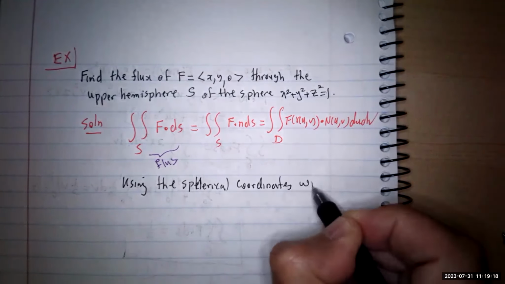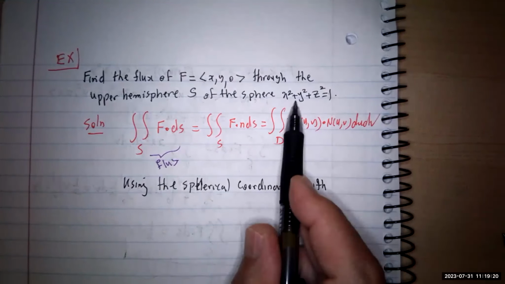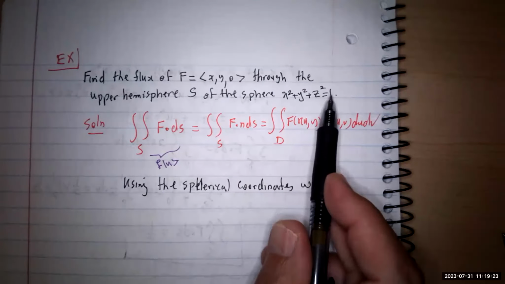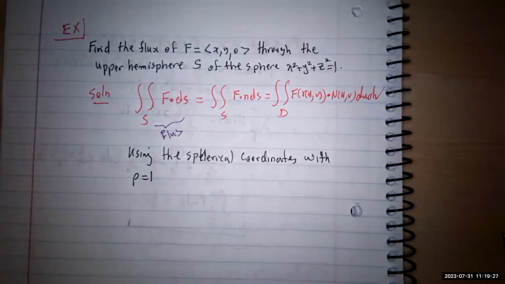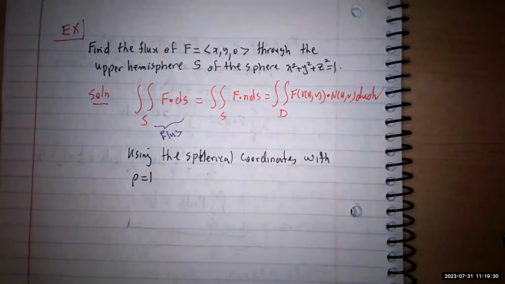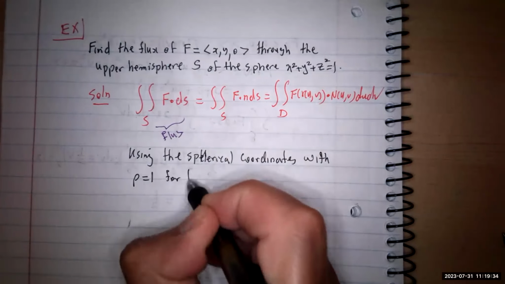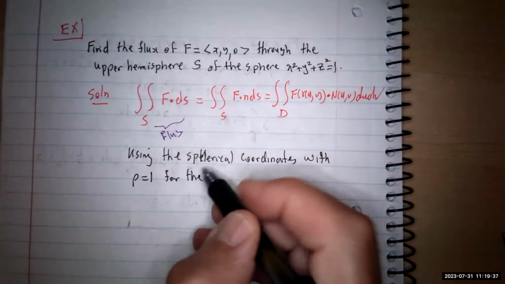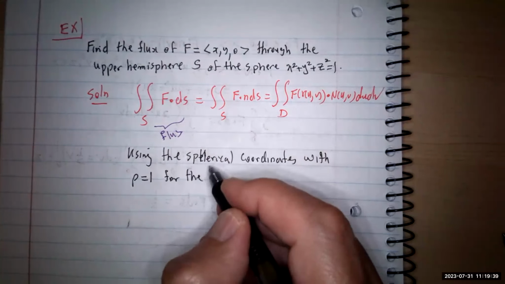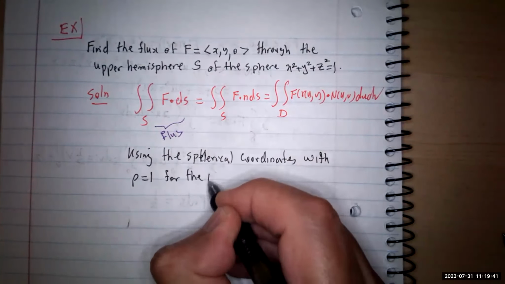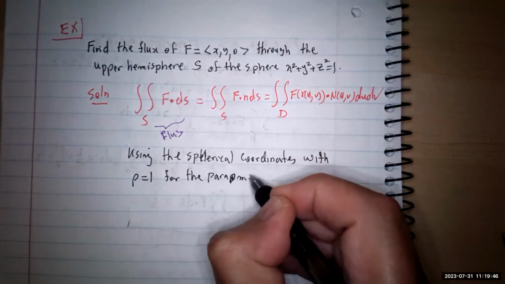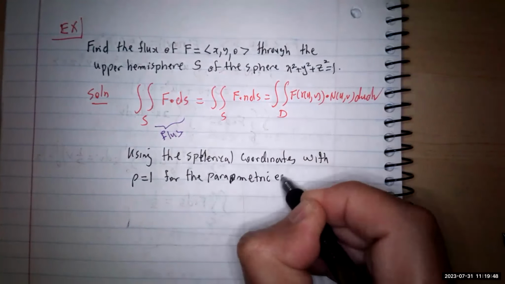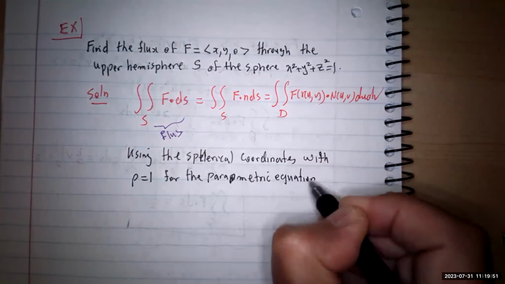Of course, remember you have x squared plus y squared plus z squared equal to 1, with rho equal to 1, the radius of the sphere. Use the spherical coordinates for the parameterization, for the parametric equation of S.